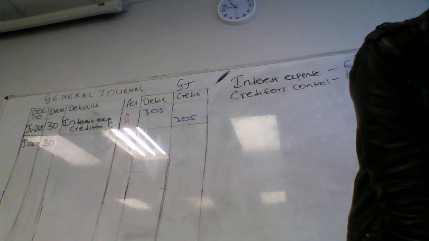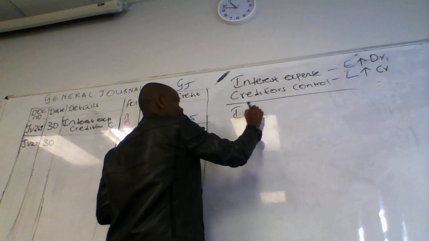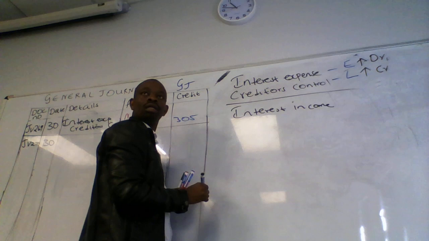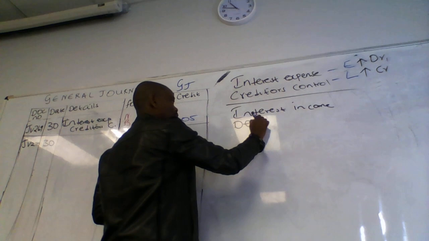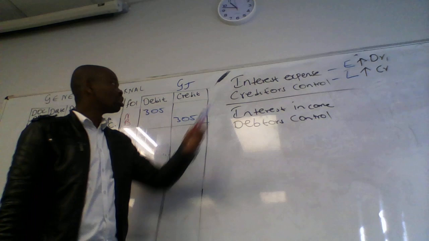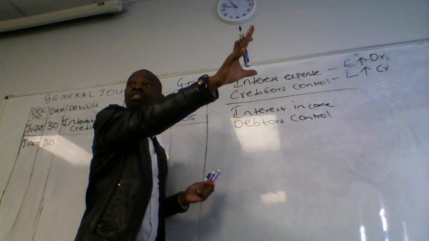The next one is the interest income. Perfect. And what is the other account? It's just the complete opposite of what you see. Here we were charged. Here we can only charge debt. We can only be charged by what?